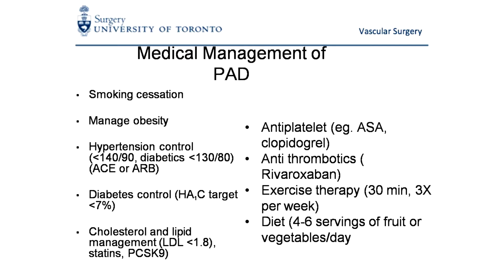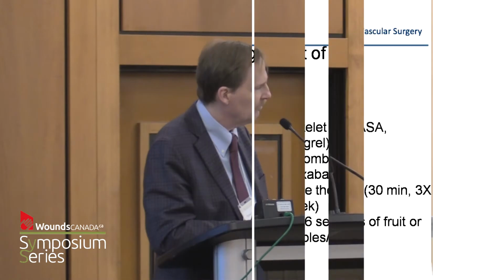They all should be on antiplatelet agents. As you know, antithrombotic agents are now indicated for chronic PAD. You want to get them exercising. And it's been shown that a diet rich in fruit and vegetables is better for them.